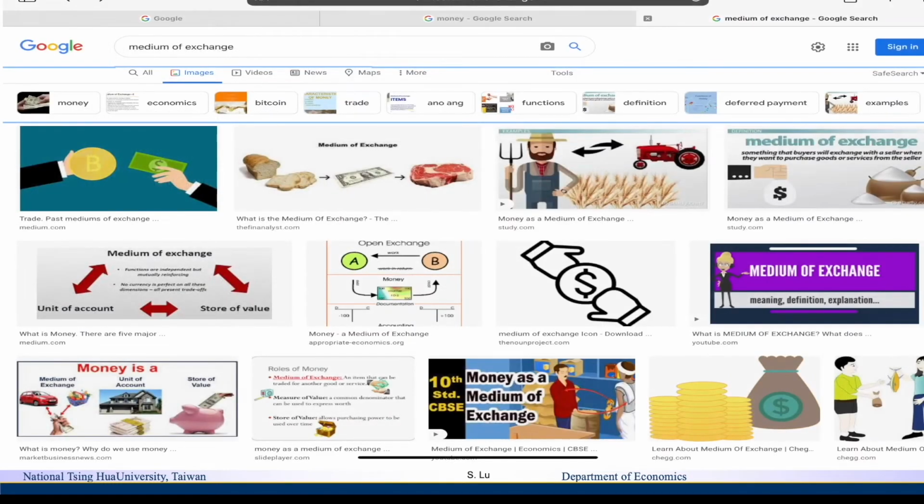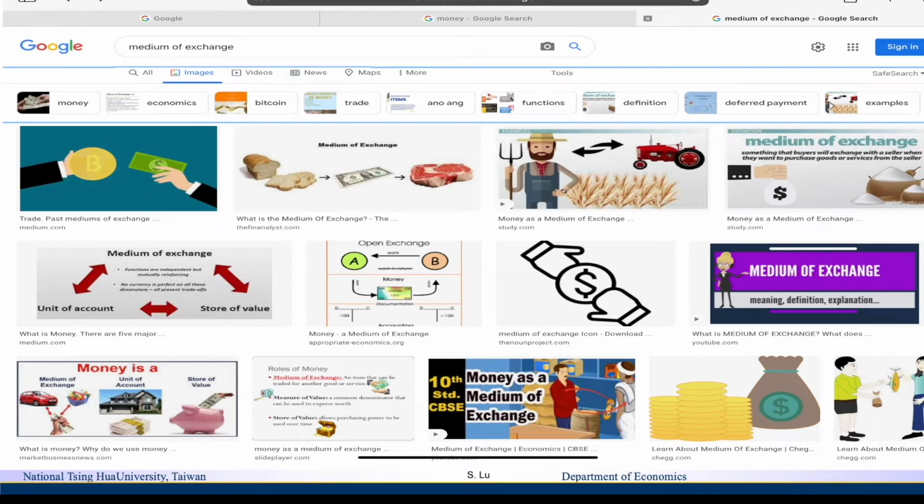Now, let's first take a look at the first function of money, which is the medium of exchange. When we Google search medium of exchange, what we see in the result is that exchange is about changing hands for goods. Therefore, when we are talking about a medium of exchange, we are talking about something in between the changing hands.